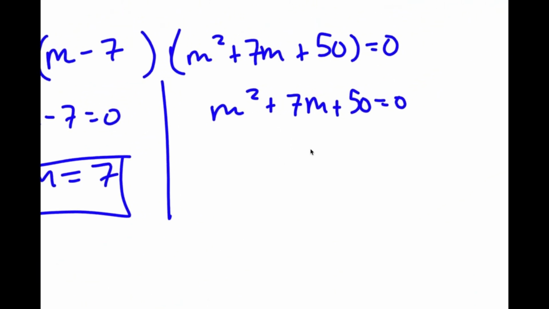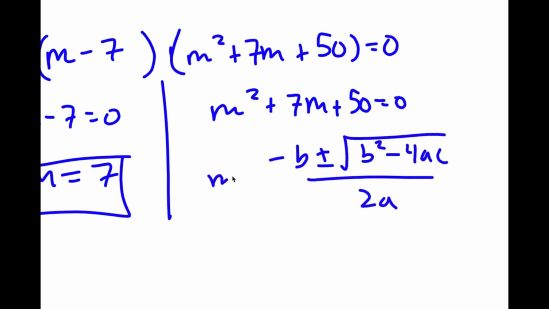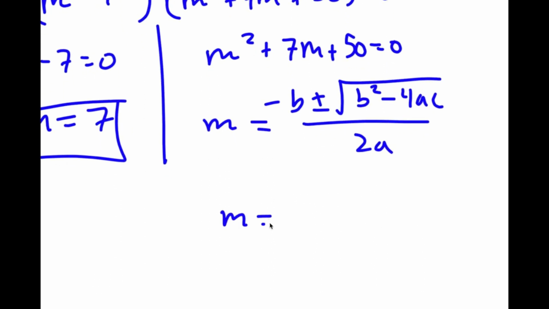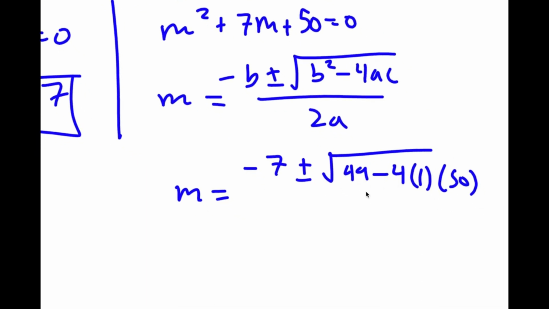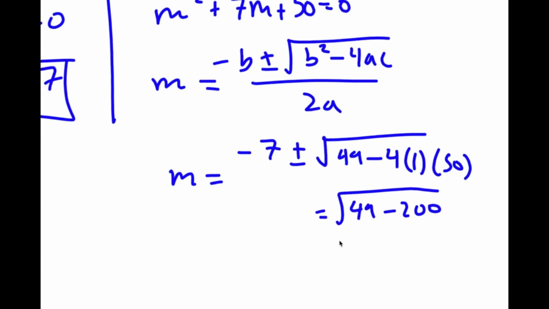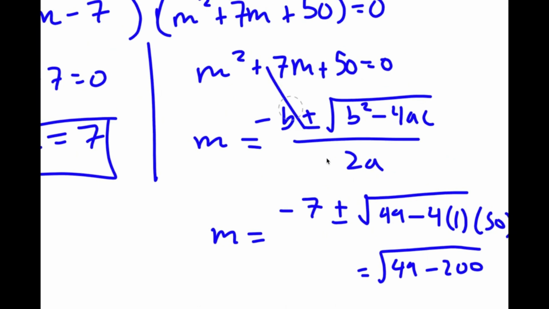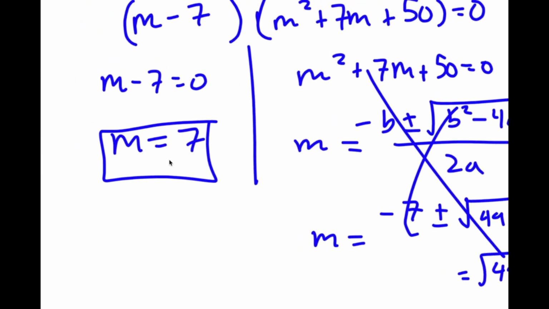And for m squared plus 7m plus 50, you have to use the quadratic formula, which is negative b plus or minus the square root of b squared minus 4ac, all over 2a. So this is the same thing as negative 7 plus or minus the square root of 7 squared, which is 49, minus 4 times a, which is 1, times c, which is 50. And if you notice, this is the same thing as the square root of 49 minus 200, which is going to be a negative number, meaning this won't work, and my only solution is m equals 7.